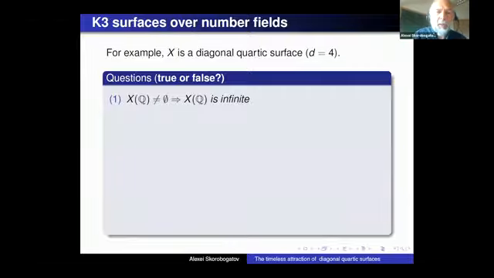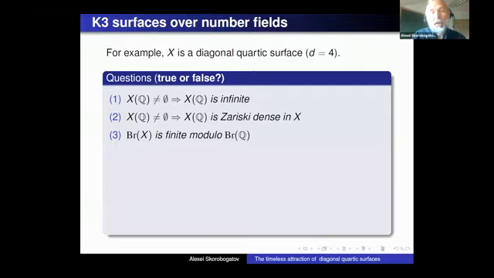And well, a slight modification of this question is question 2. If a K3 surface has one Q point, are the Q points Zariski dense? So there are arguments in favor of this, but how convincing they are, I really don't know. And the Brauer group, I mentioned that the Brauer group plays an important role in the Brauer-Manin obstruction. So true or false, is the Brauer group finite modulo the Brauer group of the ground field?